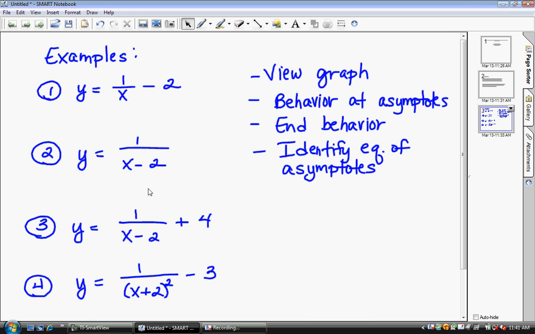So let's look at a few examples. I'm going to look at y equals 1 over x minus 2, y equals 1 over the quantity x minus 2, y equals 1 over x minus 2 plus 4, and then one of the squared ones, 1 over x plus 2 squared minus 3. So let's look at how we can view the graph, determine some behavior near the asymptotes and also the end behavior, and actually identify the equation of those asymptotes.